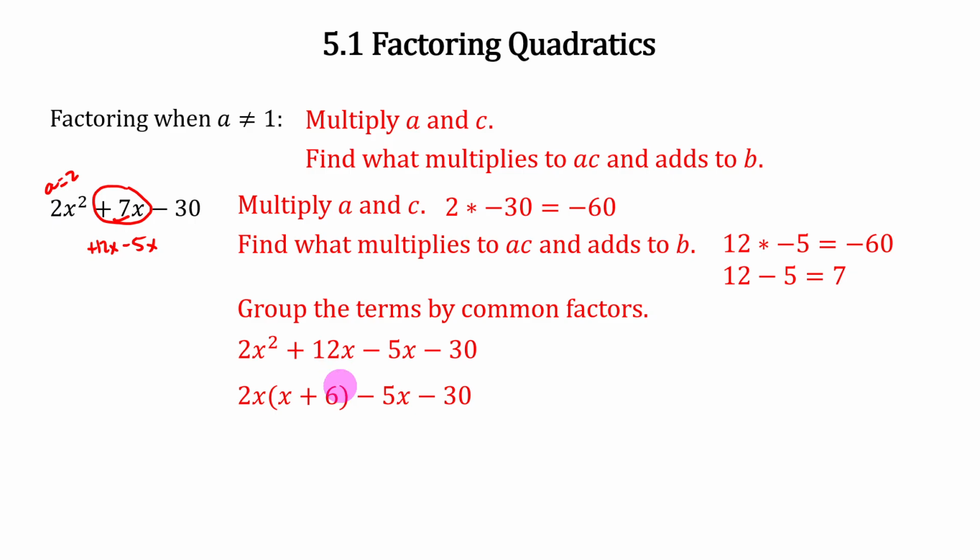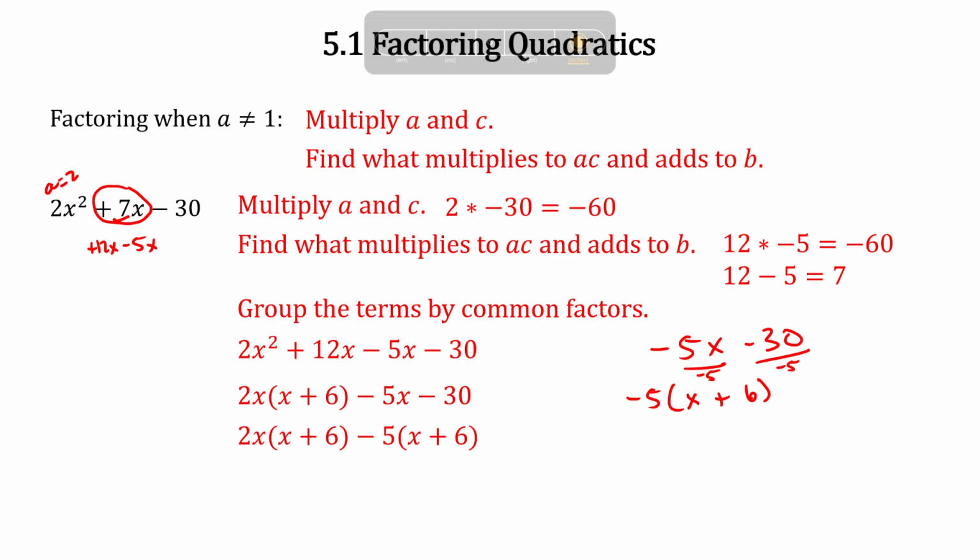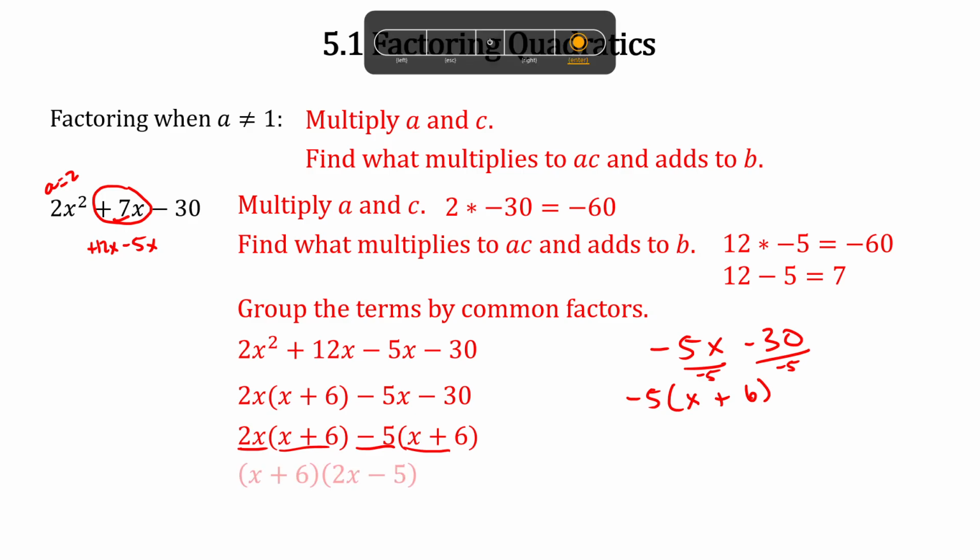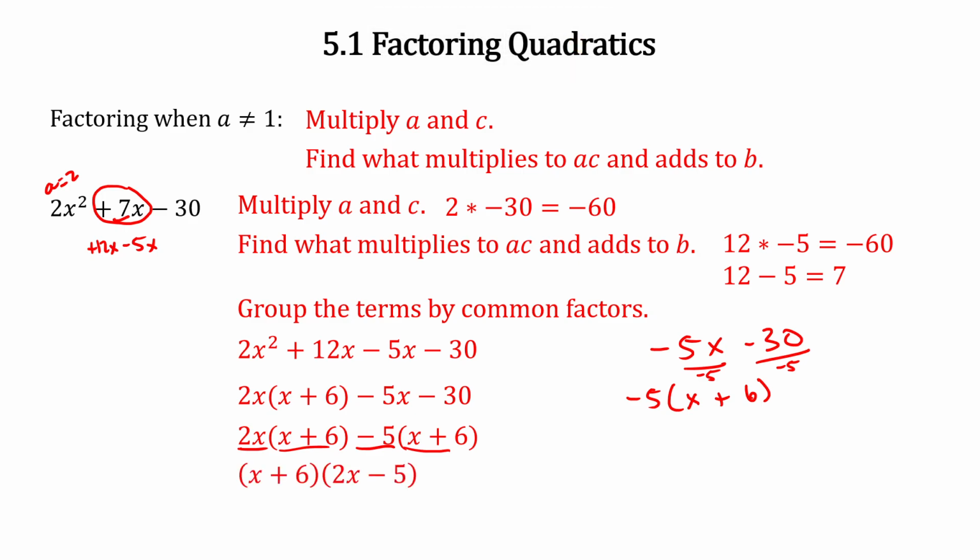2x times x would be x squared. 2x times 6 would be 12x. Now again, I'm going to take this over here and take out the negative 5. And that gives me x plus 6. Now I'm going to factor out the x plus 6 and be left with x plus 6 times 2x minus 5. All right?